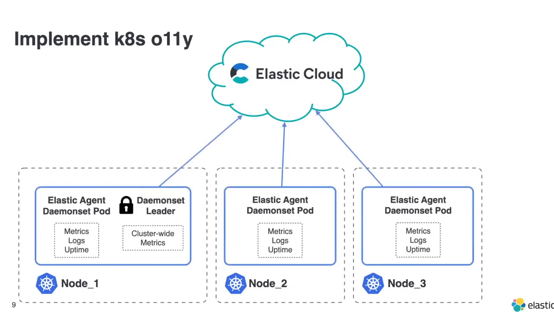In order to achieve this, we deploy Elastic Agent on our cluster as a daemon set, which means that we deploy one agent pod per node. Elastic Agent will be collecting metrics, logs, and uptime data from our nodes and applications that run on top of them. In addition, we can discover specific application pods and monitor them using their respective integrations.